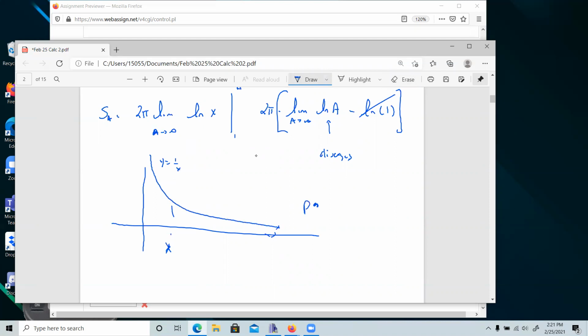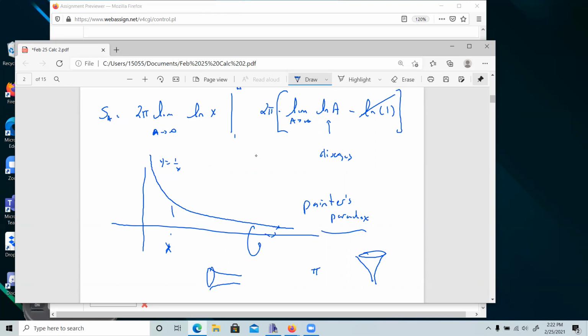But this has a name. This is a very well-known problem. This is called the painter's paradox, because you've got this horn, this Gabriel's horn, that has a finite volume. It has a volume of pi. We did the volume of revolution. The volume is pi. We could pour paint in here and we could fill it. We would fill it with pi units of paint.